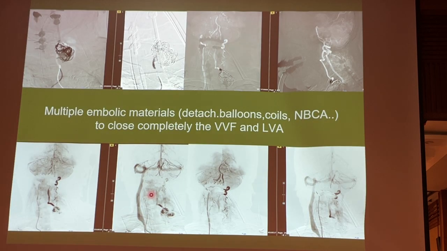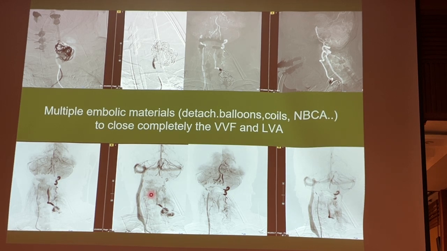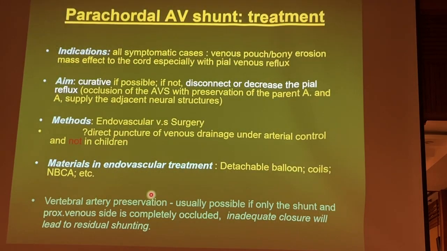And so we were able to use multiple instruments, including balloons, coils, and finally glue, to be able to close this up. Again, by a finger approach, and then trying to make sure that you complete it quickly, closing up by checking the contralateral vertebral artery.